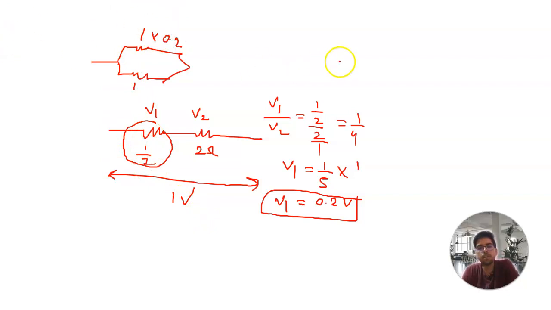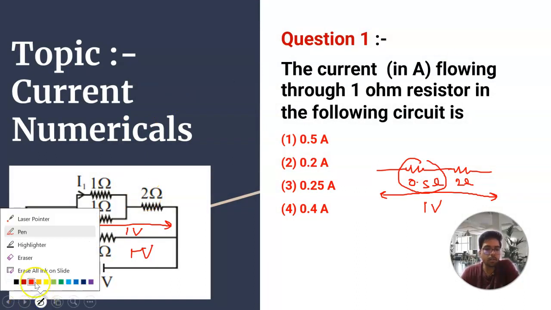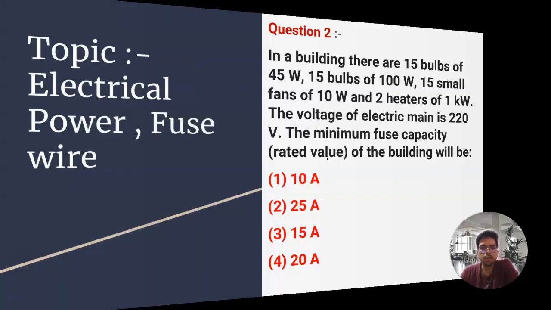So we can easily calculate how much current is passing through the 1 ohm resistor. Very easy. The potential across the 1 ohm is 0.2. We want to know the current. E is equal to I into R. I can take I1 into R, where R is 1 ohm. So I1 will be 0.2 ampere. So what is the right answer? The right answer is option 2, sorry, 0.2 ampere. So any doubt to anyone? Okay, let's move to the next question.